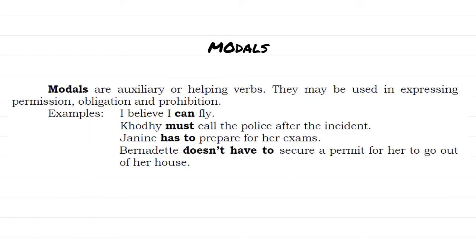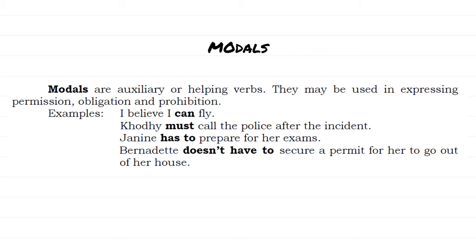So, modals are auxiliary or more commonly known as helping verbs. They may be used in expressing permission, obligation, and prohibition. These are sample sentences with modals. I believe I can fly. Which is the helping verb, or which is the modal in the sentence? So the modal is can. The main verb is fly. Can fly is called a verb phrase.